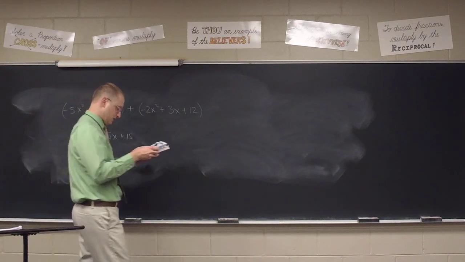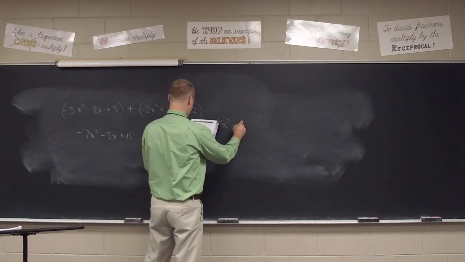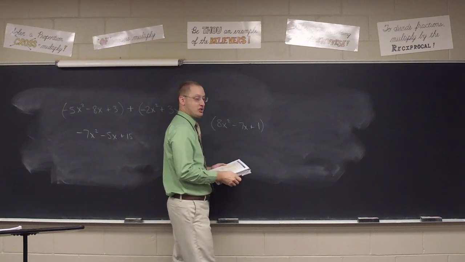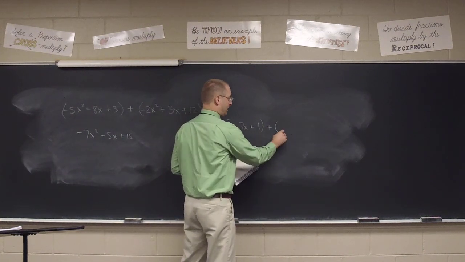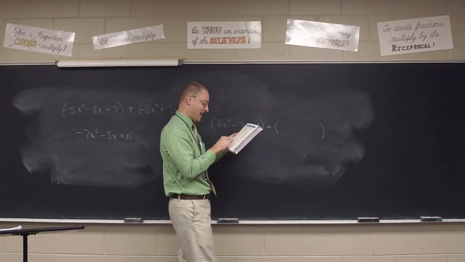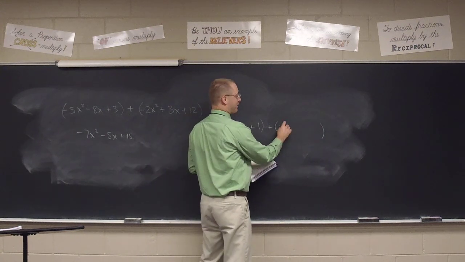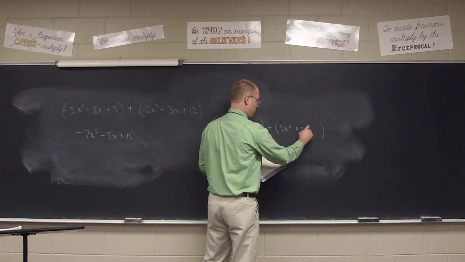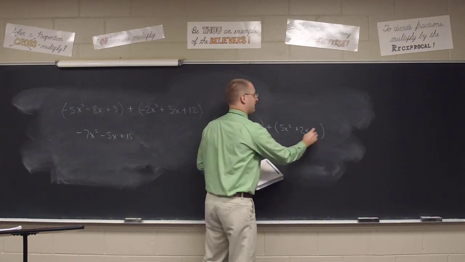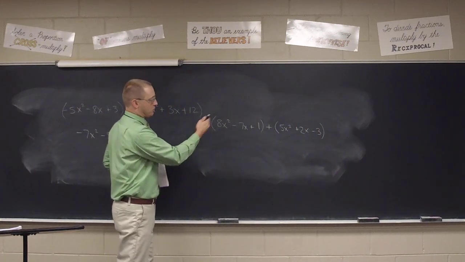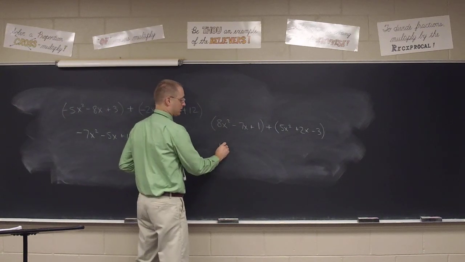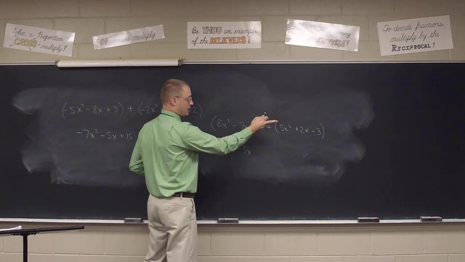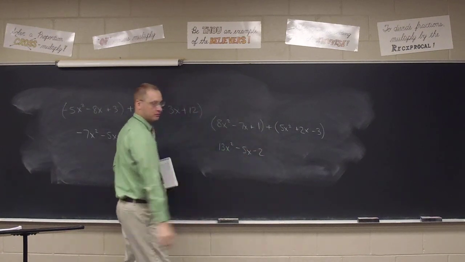Look at the next example. They give us an 8x squared, negative 7x, positive 1. I'm going to change the minus to a plus, and then I'm going to change the negative 5x squared to a positive 5x squared, the negative 2x to a positive 2x, and then positive 3 to a negative 3. And then we just add: 8x squared, 5x squared, 13x squared. Negative 7x, positive 2x, negative 5x. Positive 1, negative 3, negative 2. We're done.